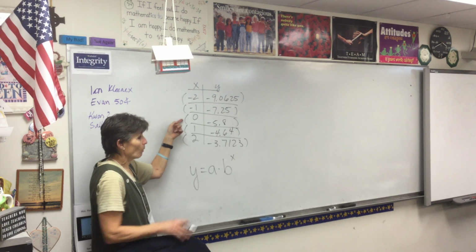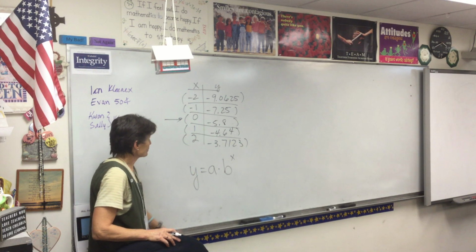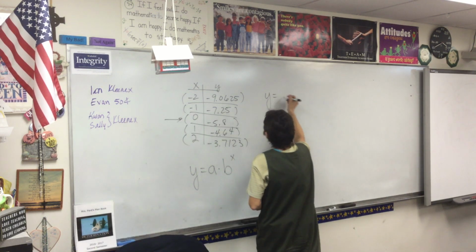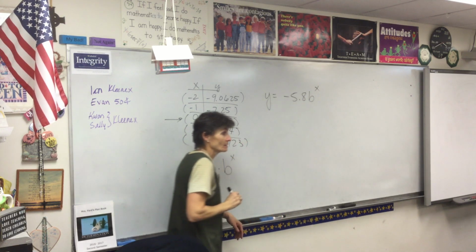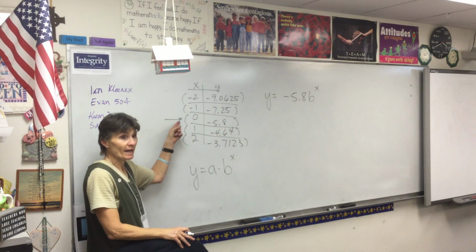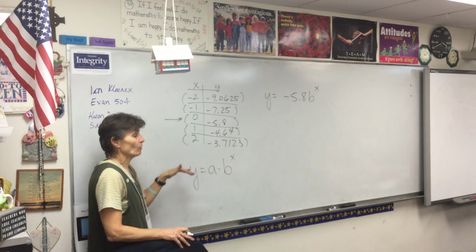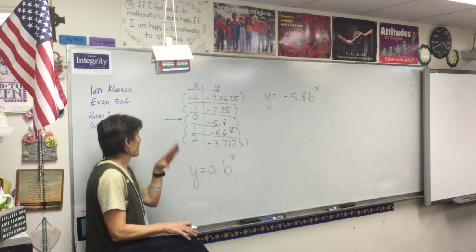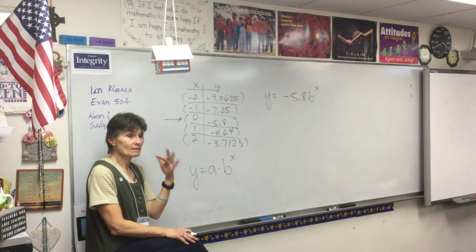So what does this point tell me? It tells me A is negative 5.8. So already I know that my equation is negative 5.8 b to the x because I picked the point that has a 0. Now they gave me a whole bunch of other points, and you will get the right answer no matter which one of those you use. You just need one more, so you get to pick.